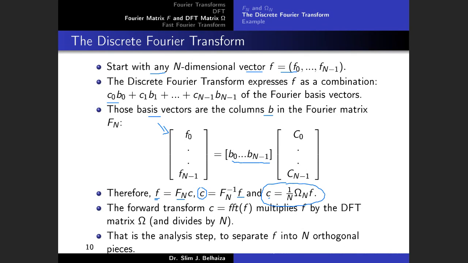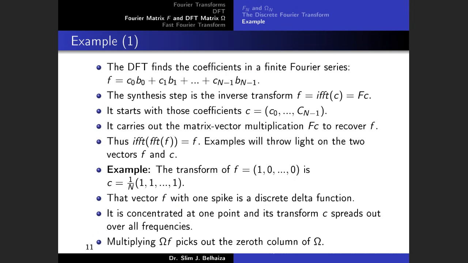Okay, so when you do this, what you get is the analysis step. So this is the forward transform c, which applies FFT to f and multiplies f by the DFT matrix omega and divides by n. That is the analysis step to separate f. In fact, what happened to f when you multiply by 1 over n omega_n, you separated f into n orthogonal pieces because the b components are orthogonal, okay? Each one with its coefficient. So in fact, the DFT finds the coefficients in a finite Fourier series. So your vector is now written using a finite Fourier series. Okay, you see how beautiful it is.